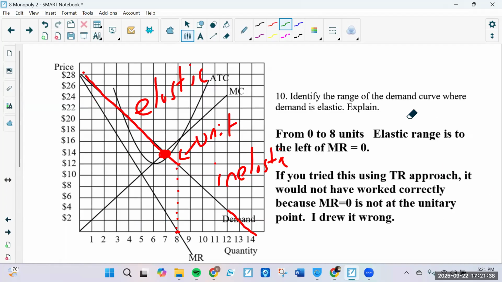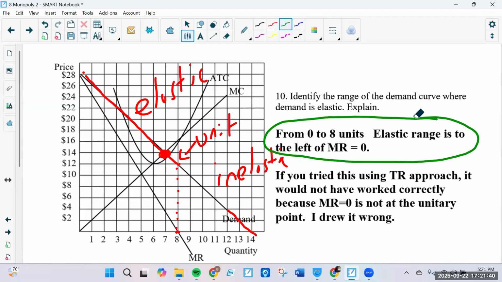But I promise you, if you always use this in your explanation, then you don't need to worry about that. Okay. Anyways, it's a lot harder to do the total revenue thing anyways. Just remember, when MR is 0, you're at unit elastic, everything to the left of that is elastic, and everything to the right of that is inelastic.